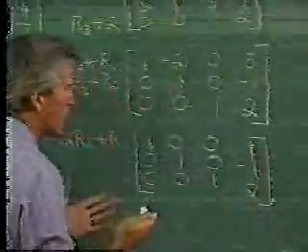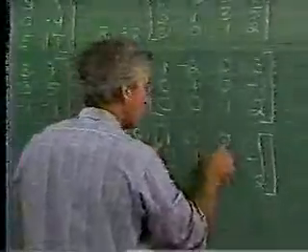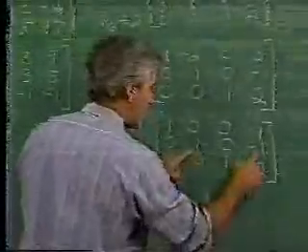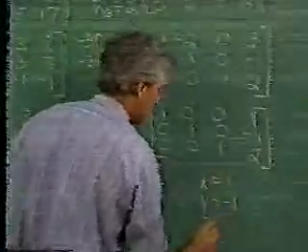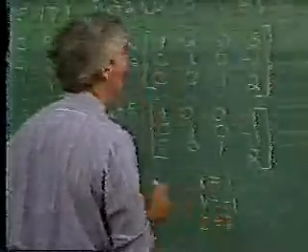So now notice what the system is telling us. It says that x, no y's, no z's, x is simply 1. y is negative 1. And z is 2. So again, we get the same ordered triplet that we had before.